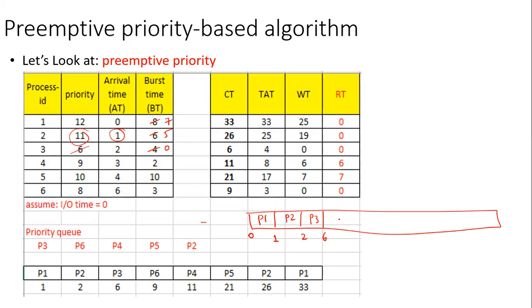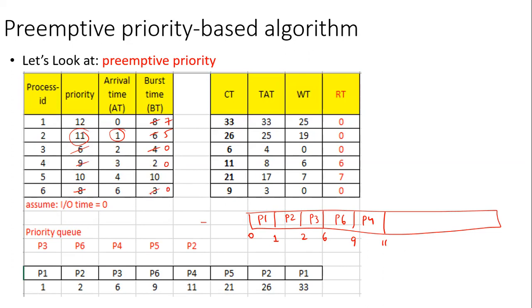So P6, not P2, P6. P2 is 11, P6 is 8. So P6 needs 3, and it is going to finish at 9, right? Isn't it? Do you agree with me? So he finished. The next one is P4. How much time do you need? 2 units. So it finishes at 11. Do you agree? Yes or no?